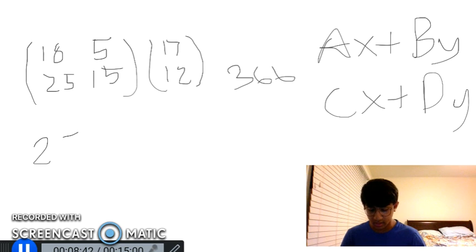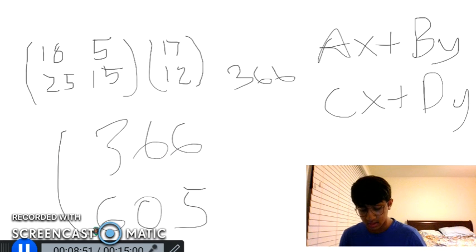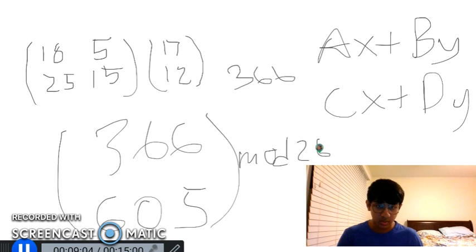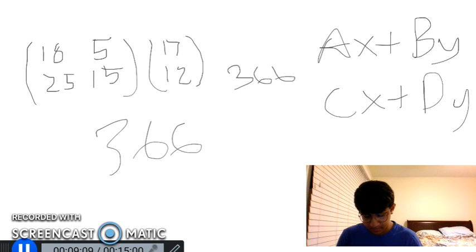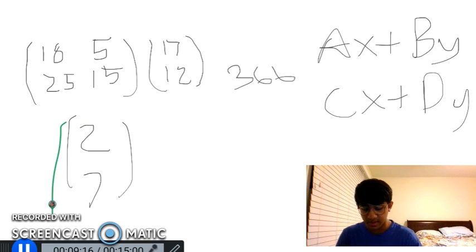And we're not done there yet. So you have 366 on the top, and you have 605 at the bottom. Remember, you have to take the mod of this. So you have to take mod 26 of this. Since there's 26 letters in the alphabet, you have to take mod 26 of this. And after we figure out the mods, mod is just remainder, we get 2 and 7. And this right here is going to be your answer. That's how you matrix multiply and solve.